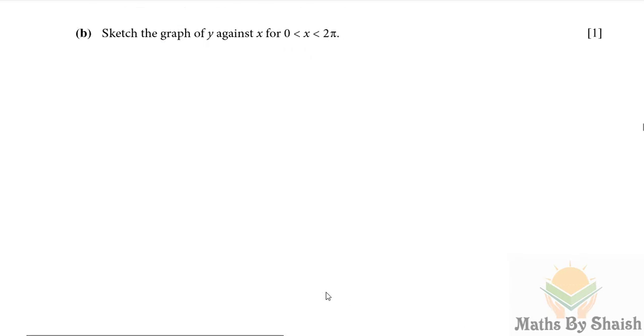And here's the b part. Sketch the graph of y against x for 0 to 2 pi. So from the question we got y as 2 times (1 minus cos x) from the first part. Now we need to sketch the graph of y against x. So we can see all the transformations being used here.